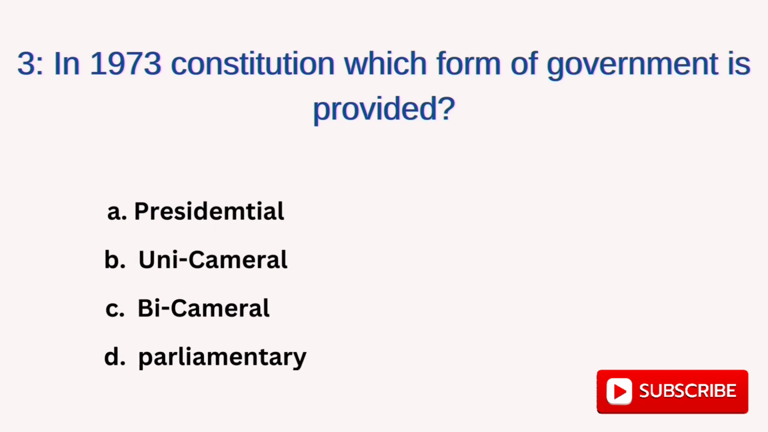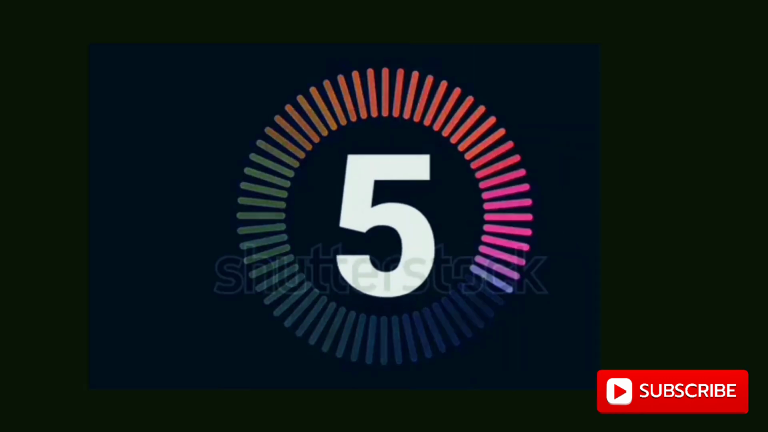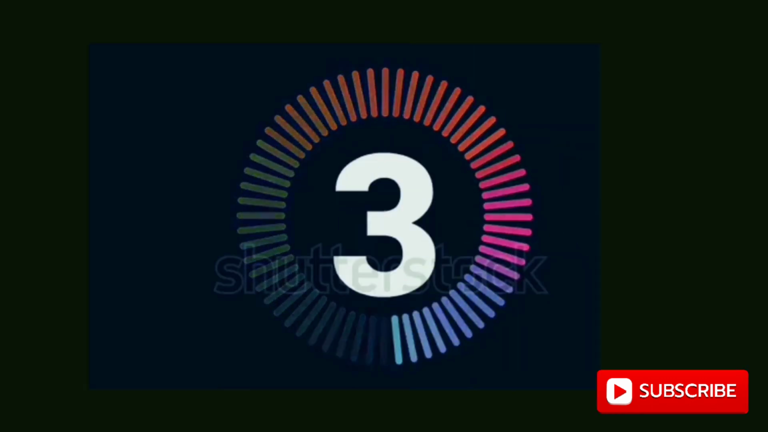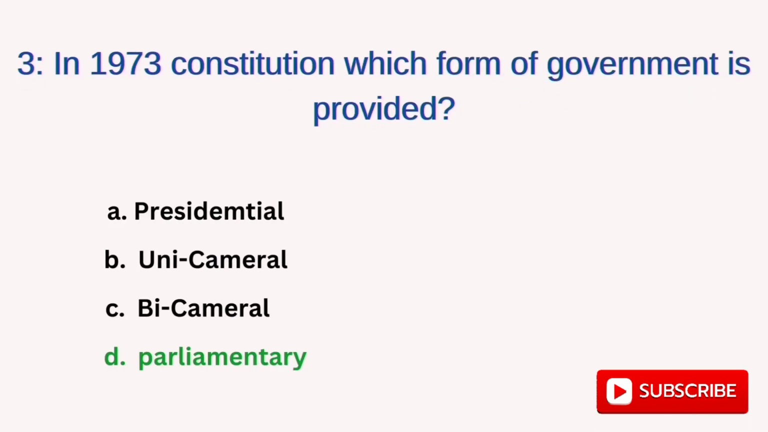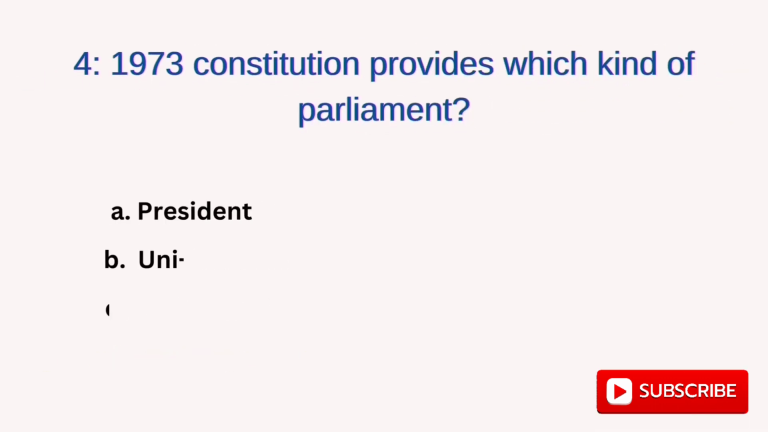Question 3. In 1973 Constitution, which form of government is provided? A. Presidential, B. Unicameral, C. Bicameral, D. Parliamentary. Correct answer is D.